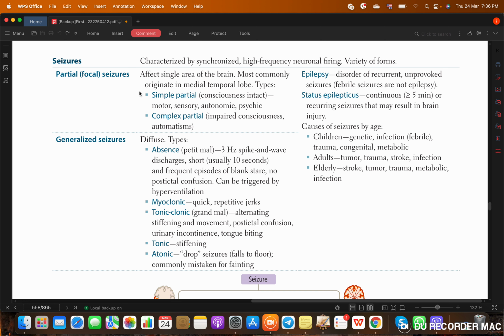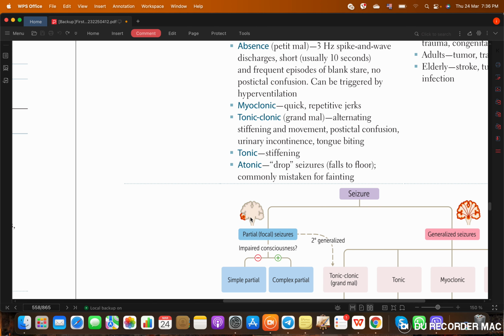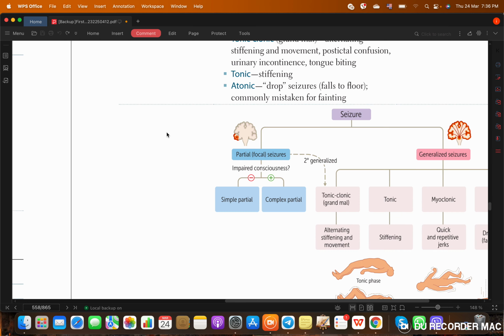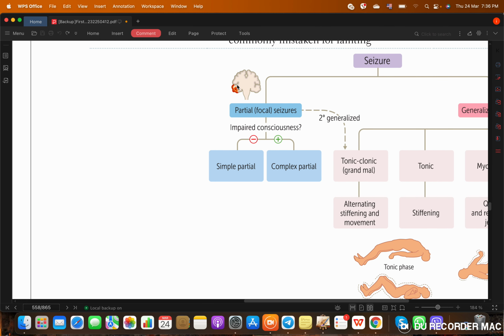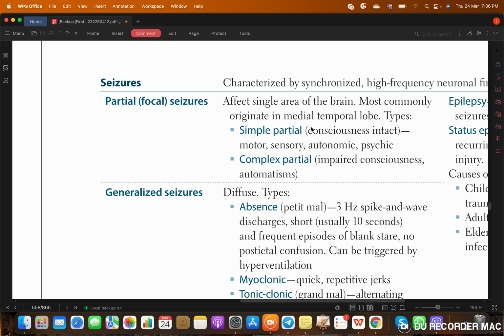We have partial focal seizures, which affect single areas of the brain, most commonly originating at the medial temporal lobe, as you can see in the picture here. So yeah, it's focal. Guys, to make it simple for you, focal versus generalized seizure. In the partial one, the focus of electricity is single. It's from one area, while in the generalized, it's from all over the place. They have subdivided it into two types, simple and complex. Simple, consciousness is intact. Complex, you lose your consciousness.